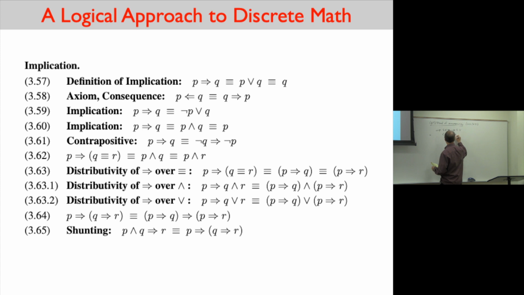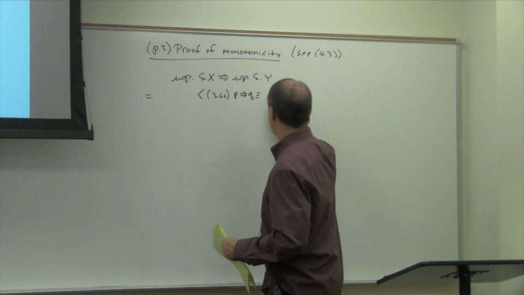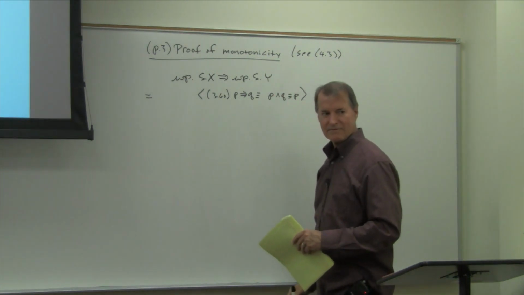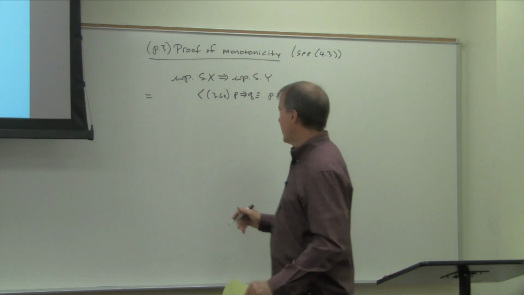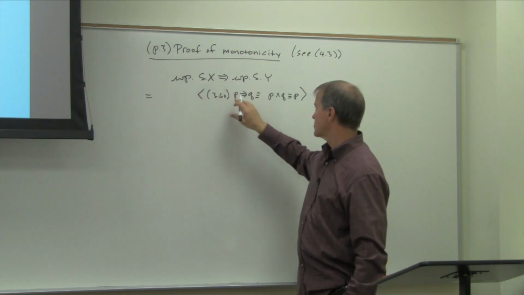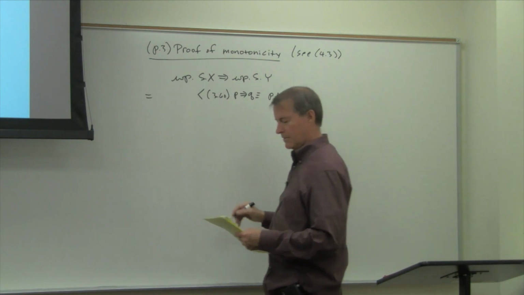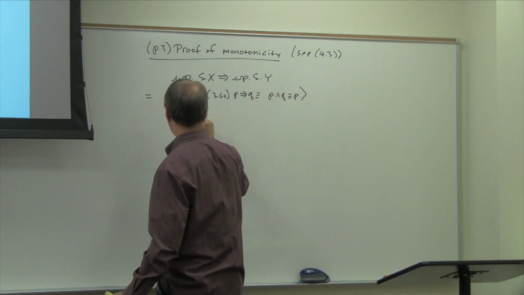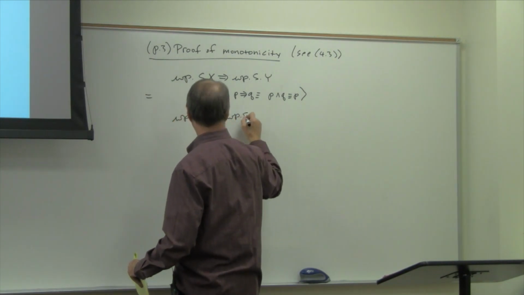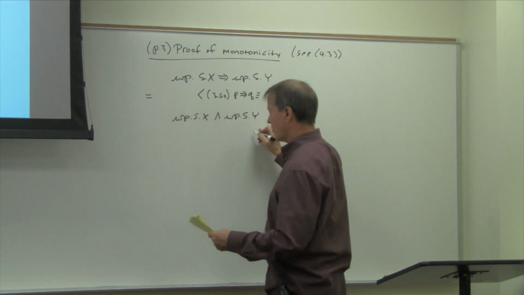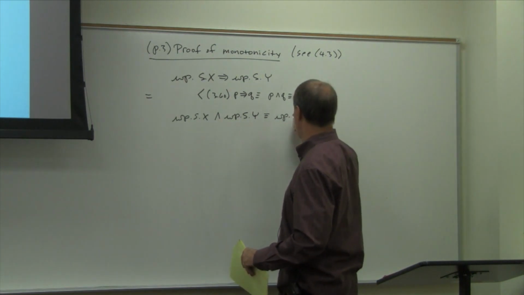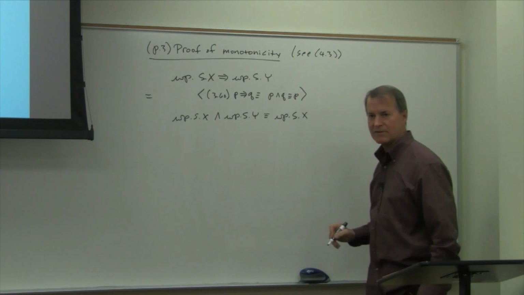Which is what? P implies Q equivales P and Q equivales P. You guys are good. And so therefore, what do we have? This implies this equivales WP.S.X and WP.S.Y equivales WP.S.X. Now, does everybody see how that worked?